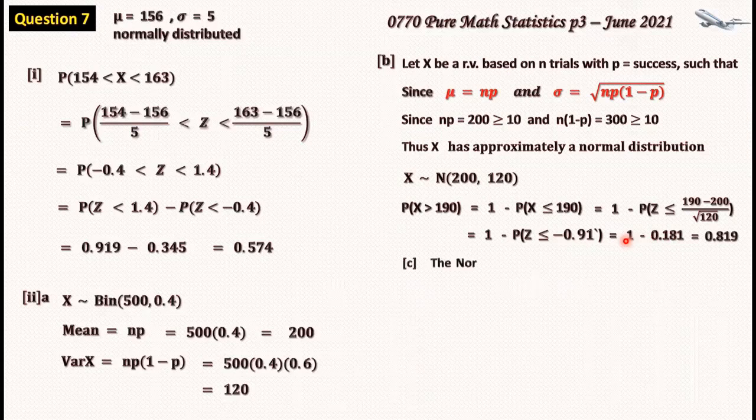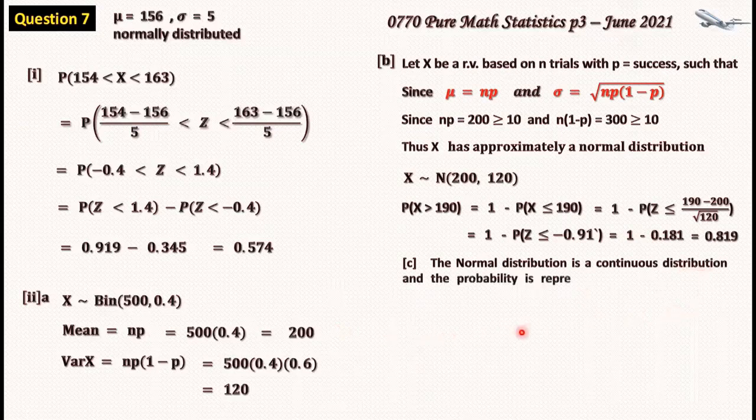And the second part says that exactly 200 will have red flags. This is the statement: exactly 200. I mentioned this before, I think three questions earlier: the normal distribution is a continuous distribution, and the probability is represented by the area under a curve. So it is a continuous distribution, and not a discrete distribution.